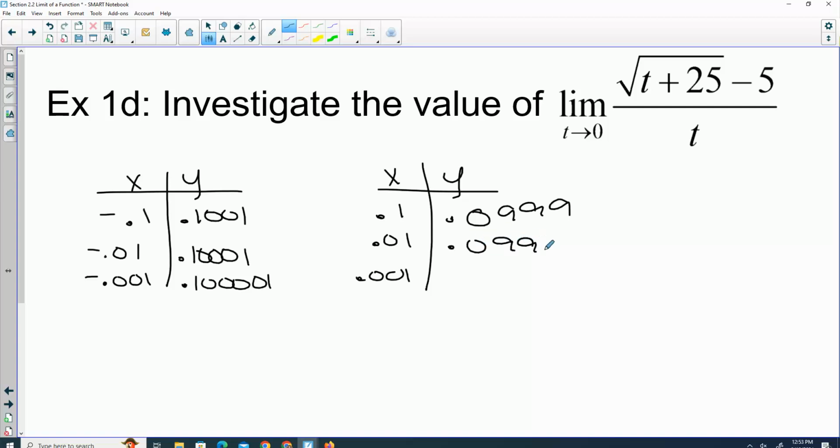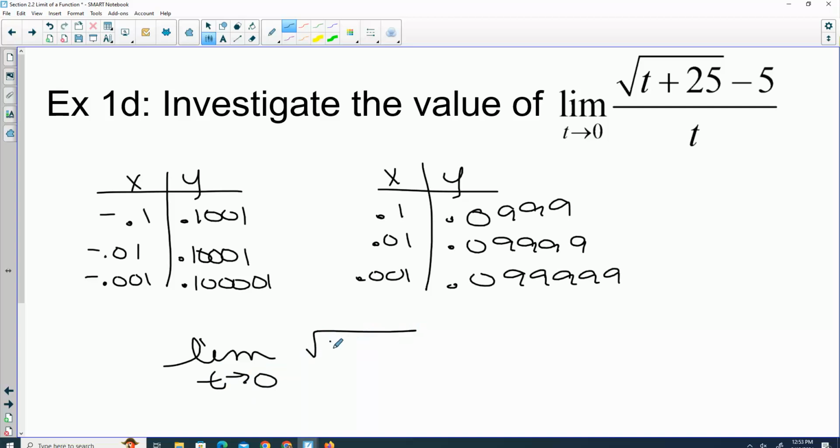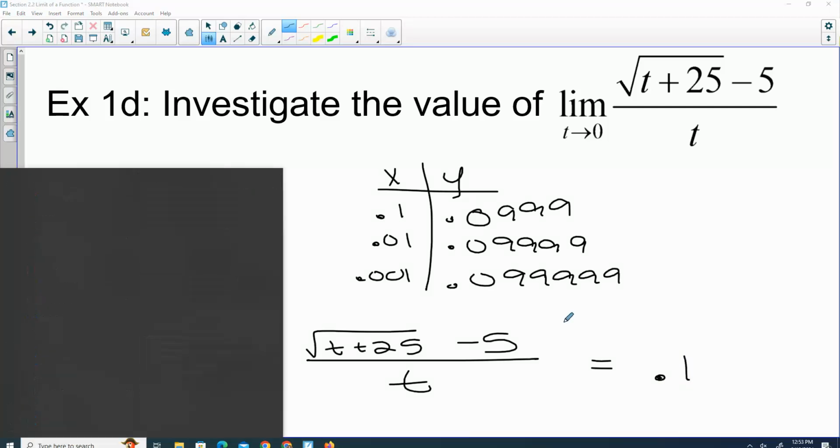Structure which we got in mind, correct. And for positive 0.001. So, our limit as t approaches 0 of square root of t plus 25 minus 5 over t is equal to 0.1.